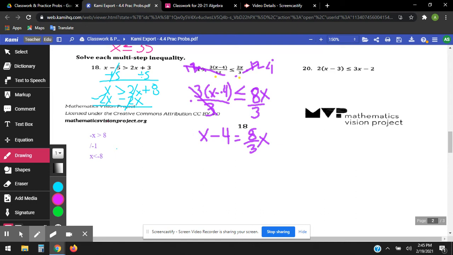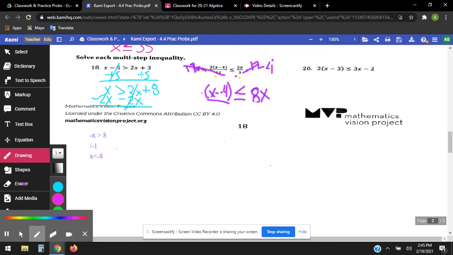It's kind of an ugly number. Well, let's subtract an x from both sides. And you know what? Because we have the 8/3, let's not divide by 3 first. Let's distribute. Changed my mind. Let's go ahead and distribute because that might make this a little bit not as ugly.